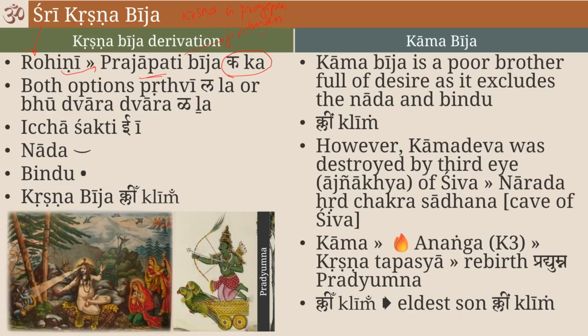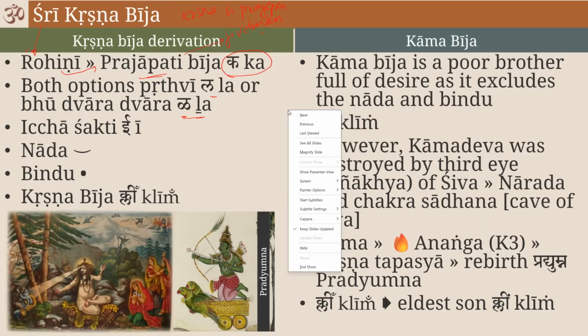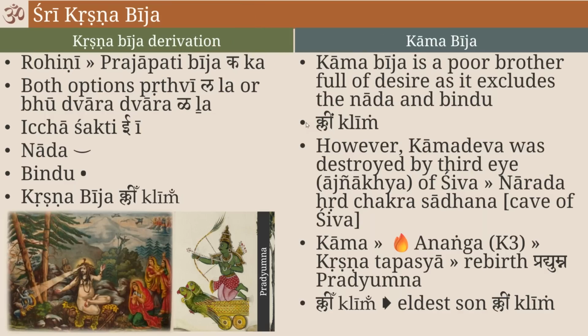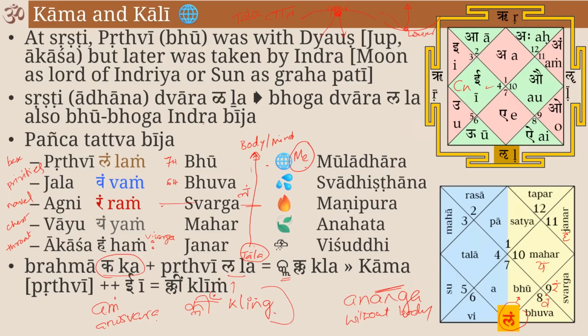Now, both options are La or Bhudwara La. We have two options, La or La. See, there are two Las. One is when we look at the chart, look at this previous chart very, very carefully. You can see the chart. Here you see this dwara, this door is lam bija.